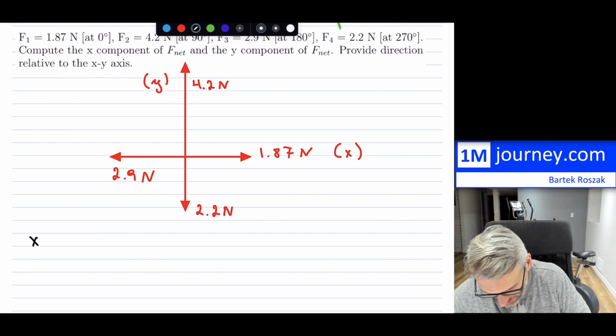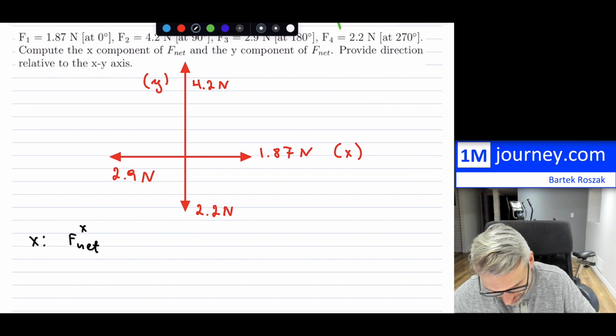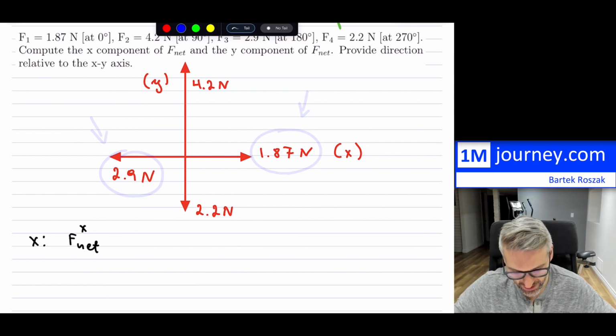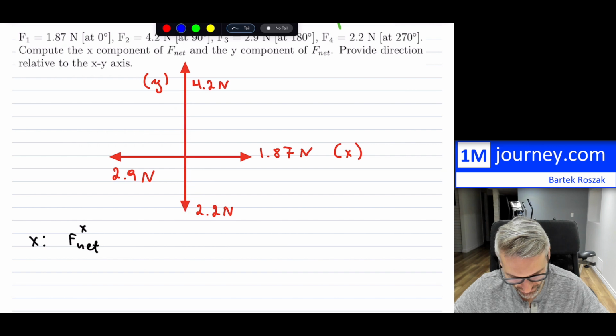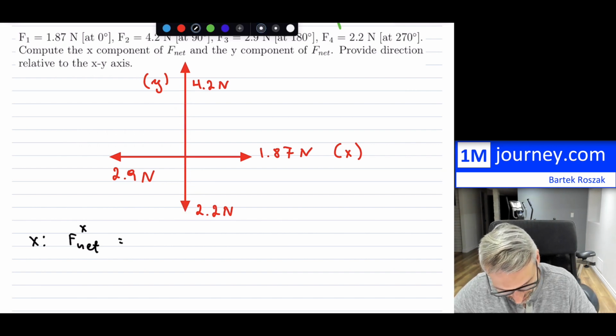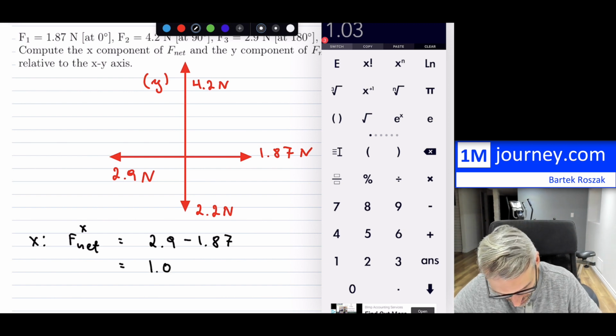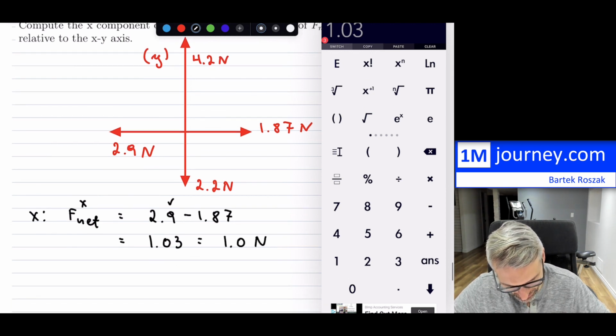First, in the x component, this is the F net in the x component. That's only going to carry out these two, right? Those are the only two forces in the x. These ones are perpendicular, so they have nothing to do with the x. So that is very simple. And I guess provide the direction relative to the xy. I know that the one on the left is bigger. So this is going to be 2.9 minus 1.87. So right there, it's 1.03. You can round to 2 sig figs there, so 1.0 newtons, and this is to the left.